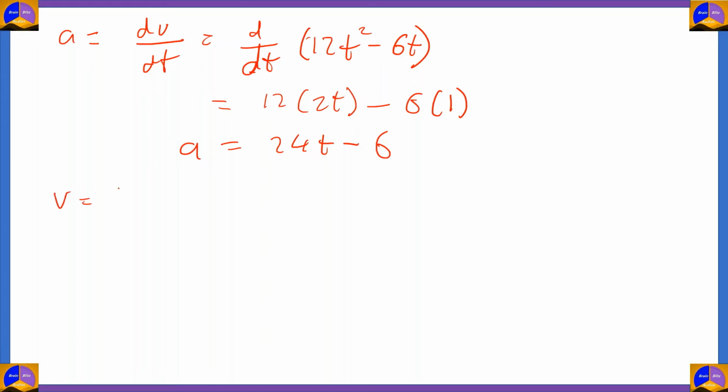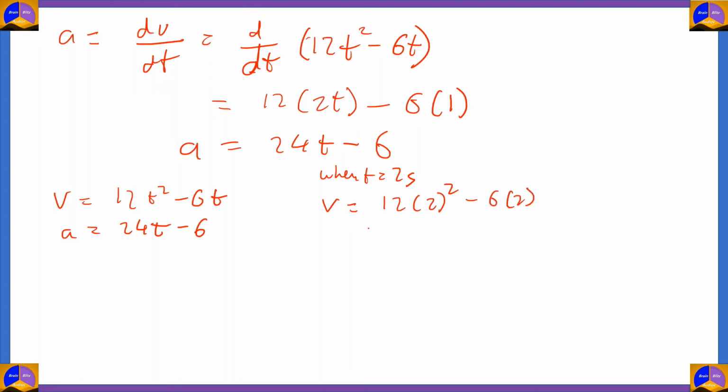So we have the equations for velocity and acceleration. Now we need to find out the value when t is equal to 2 seconds. So when t is equal to 2 seconds, our velocity will be equal to 12 times 2^2 minus 6 times 2. So that'll be 12 times 4 minus 12, that is 48 minus 12, which is equal to 36. So velocity will be equal to 36 meters per second.